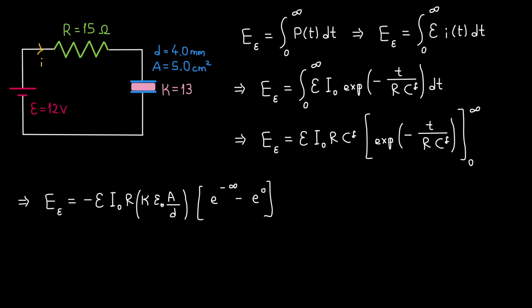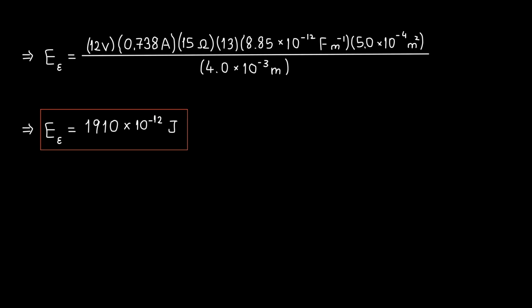The integral of exponential is basically itself, but we multiply by a factor of negative R times C final, and this expression here in parentheses is equal to 0 minus 1, so that's negative 1. That cancels the overall negative sign in front of the expression. When we substitute the numerical values, we get energy equals 1910 times 10 to negative 12 joules. Again, this is the energy delivered by the battery from the moment the dielectric was inserted until a long time afterwards.